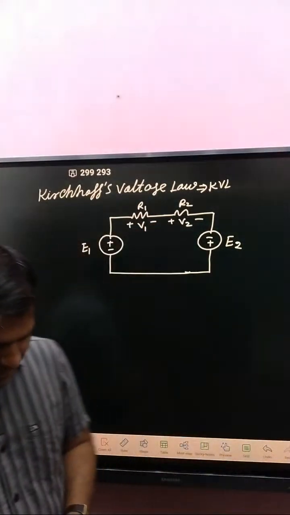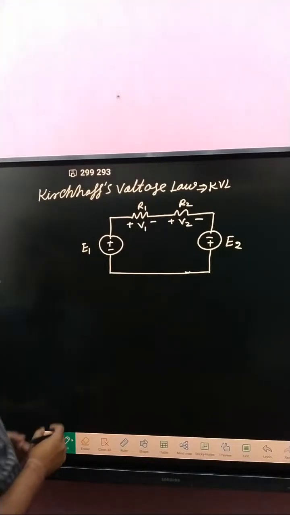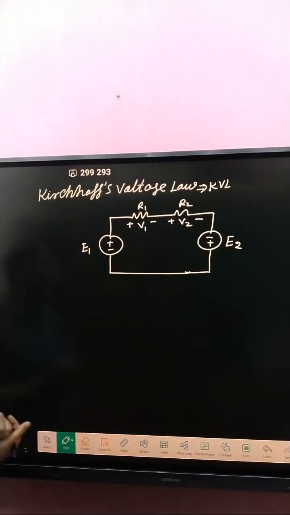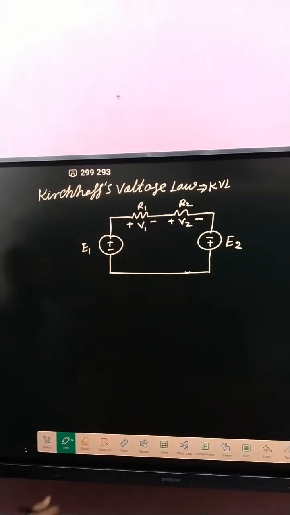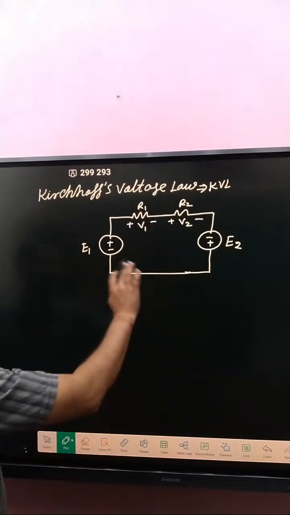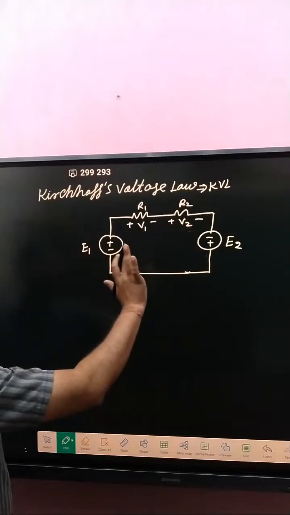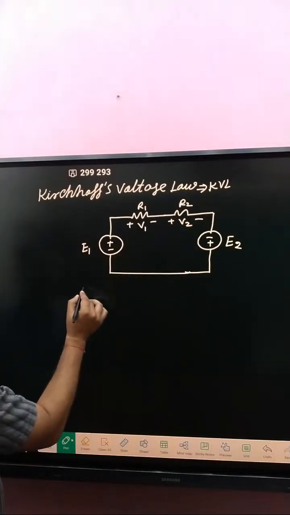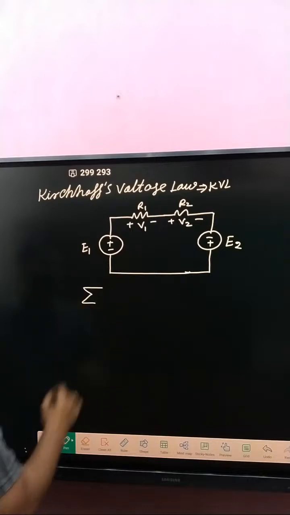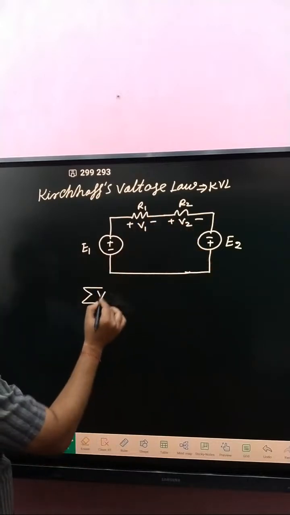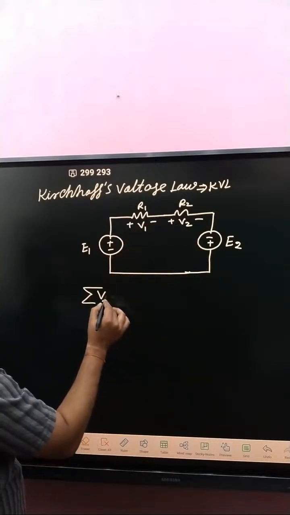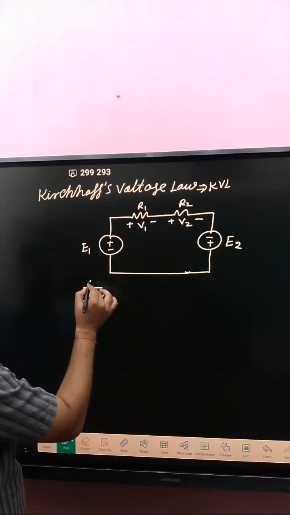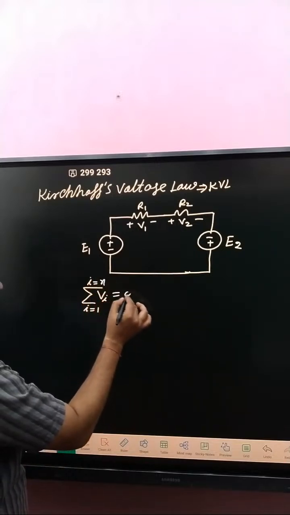According to that law, Kirchhoff's voltage law says, around any closed path, the algebraic sum of voltage is 0, meaning the sum of voltage in a closed path is 0. Here, the sum from i equals 1 to n of V_i is equal to 0.